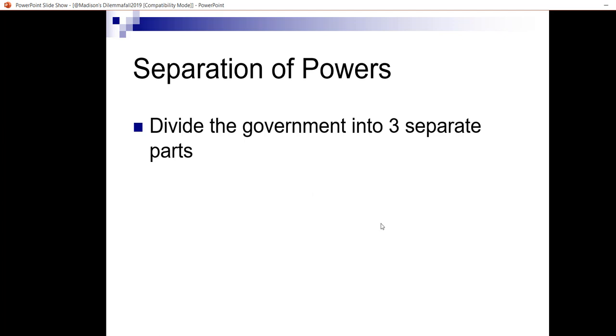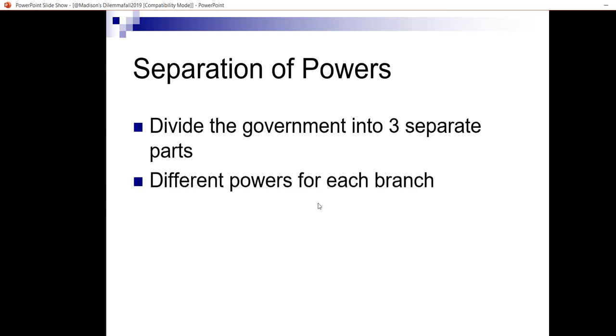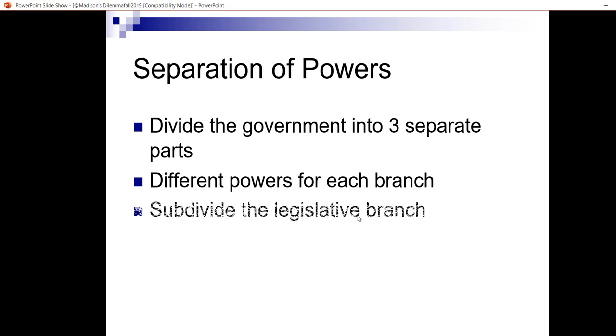So in our system, we divide the government into three separate parts: the Congress, which is the legislative body, the presidency, which is the executive power, and the federal courts, which are the judicial power. And each of these branches has different powers. So if you look at the Constitution, Article 1 lays out the powers of Congress, Article 2 lays out the powers of the presidency, and Article 3 creates the federal Supreme Court.